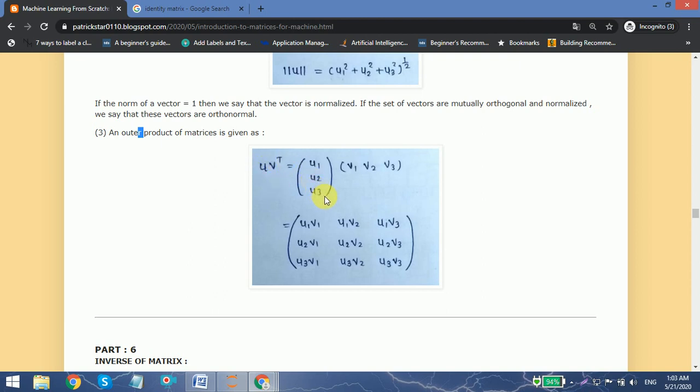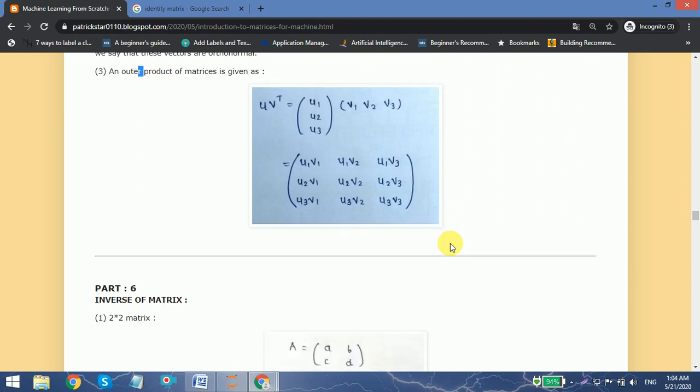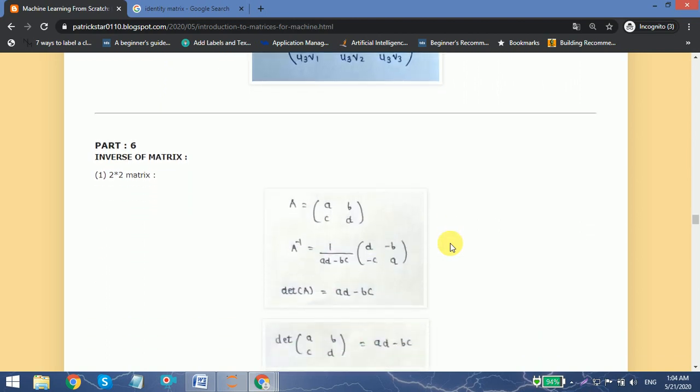So here you can see that U has 3 rows and 1 column, and V transpose is 1 row and 3 columns. So the output of the multiplication must be a 3 cross 3 matrix. It is the same operation as in our simple matrix multiplication: we take the first row and first column and multiply. So here it is u1 v1, then u1 v2, then u1 v3, then u2 v1, u2 v2, u2 v3, and so on.